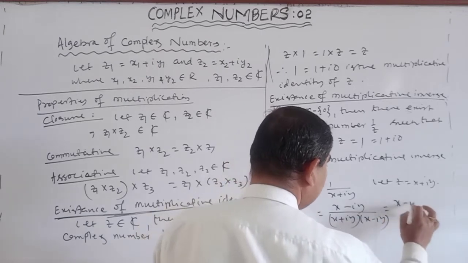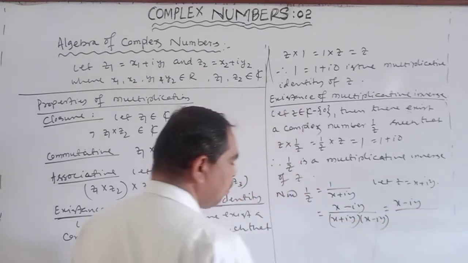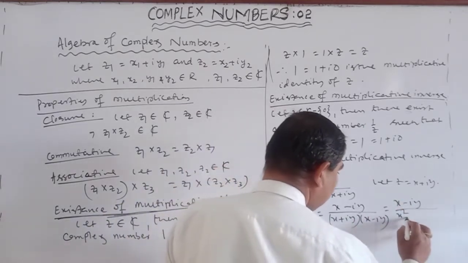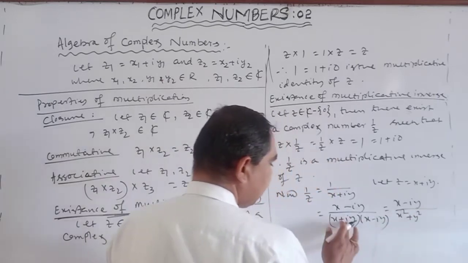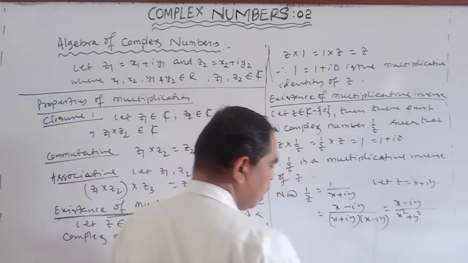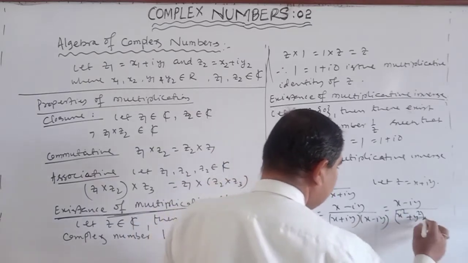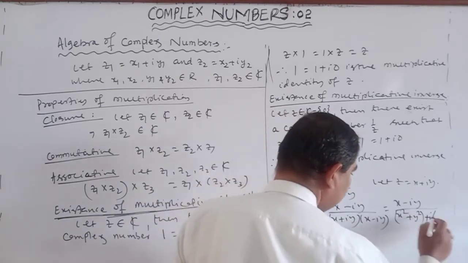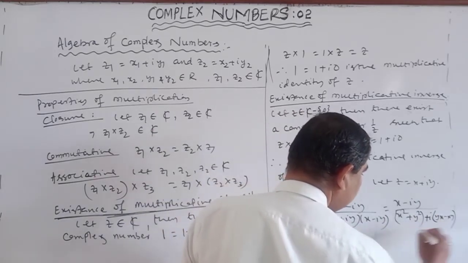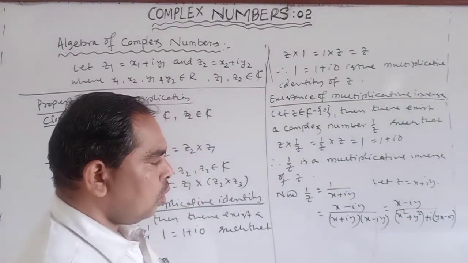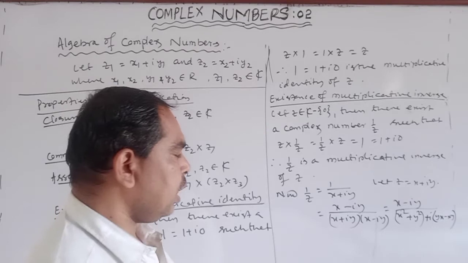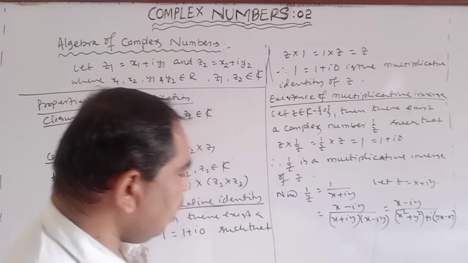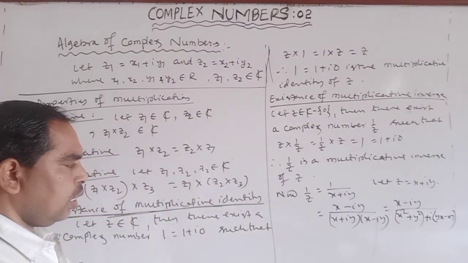So 1 by z is equal to (x minus iy) divided by, multiplying this, x square plus y square, plus iy into minus iy, plus i into (yx minus xy), yx minus xy, plus y into (yx minus xy). This is the multiplicative inverse of z. Multiplicative inverse of z.